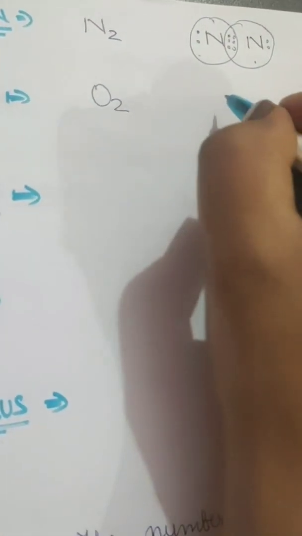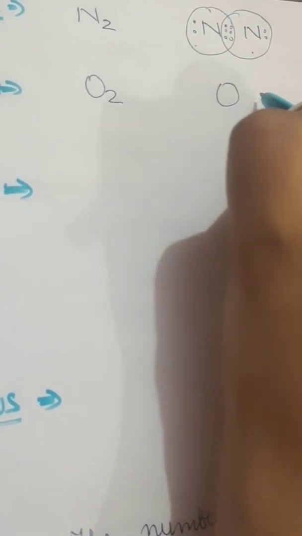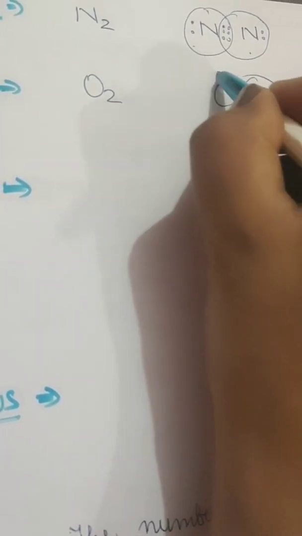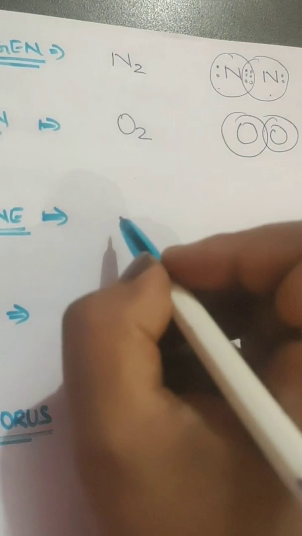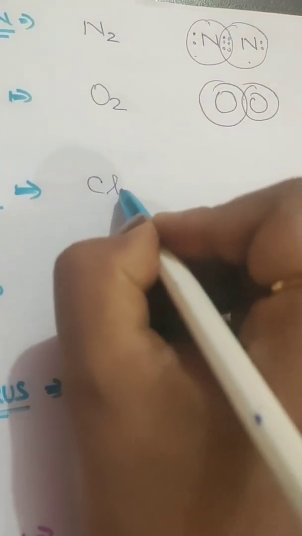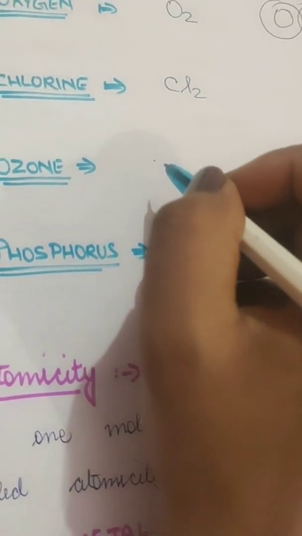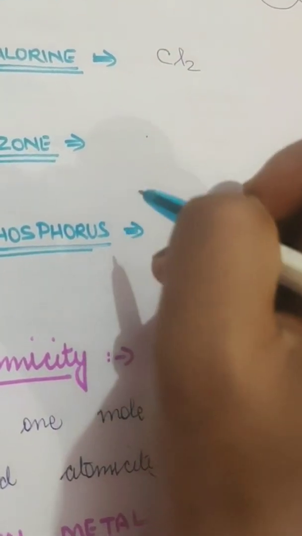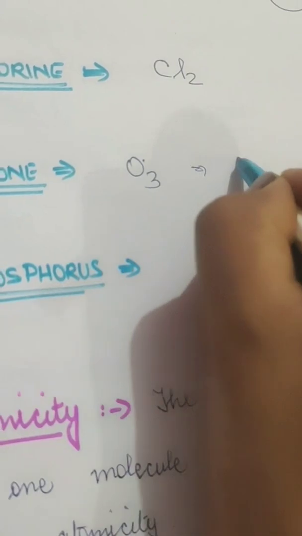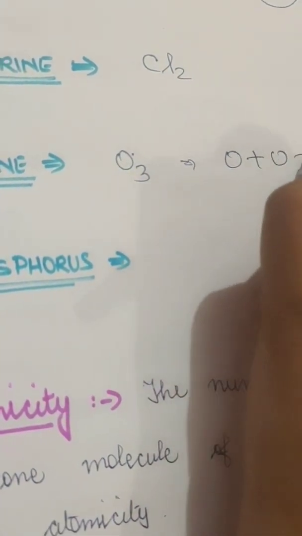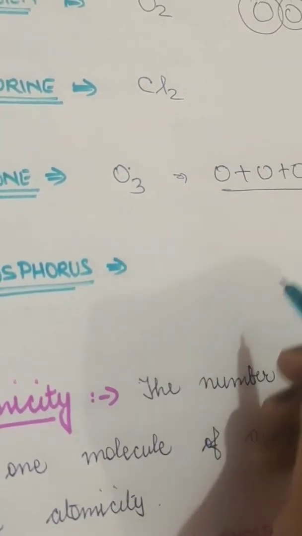So now again with oxygen, O2, oxygen will combine with the other oxygen atom and form a covalent bond. So O2, and then chlorine, again the same thing will happen. Ozone is not actually a normal element. It is a compound when oxygen combines 3 times, so it is O3 actually. So here O plus O plus O, 3 times oxygen is called O3.